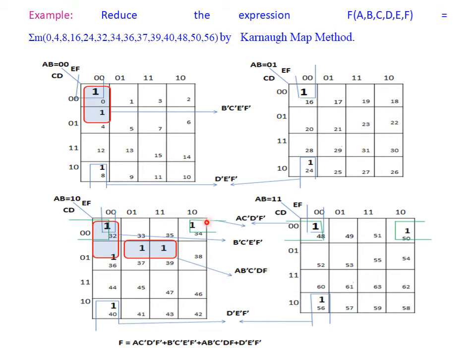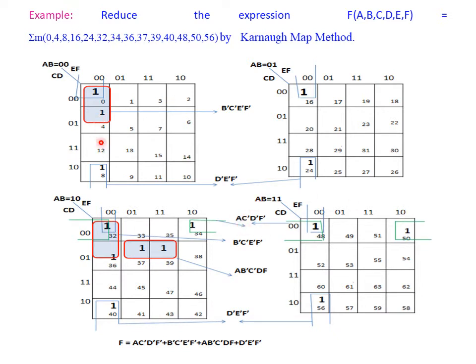In this green color grouping, present in these two cells, AB is 10 and 11. A is common, so we take A. Then we write the other expressions, C bar, D bar, and the common between the first and last is F bar. So we write that here.